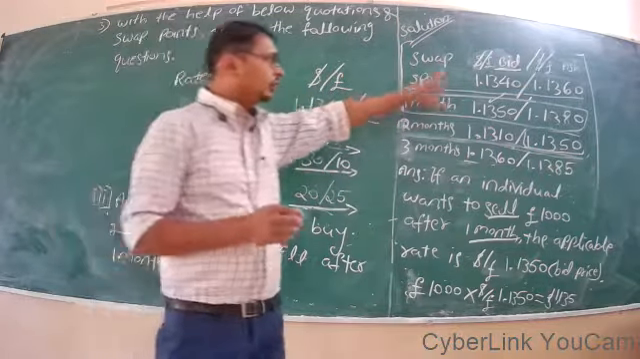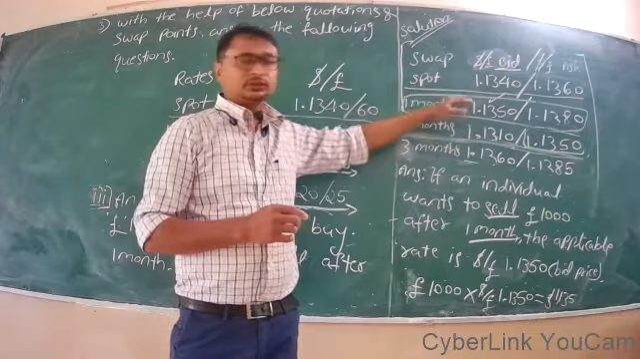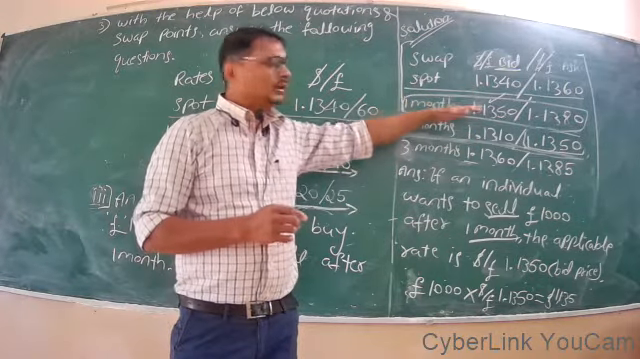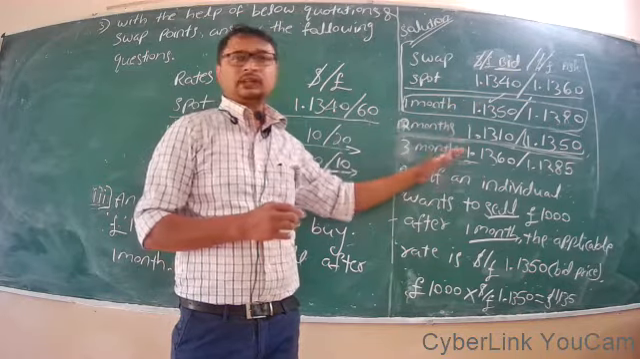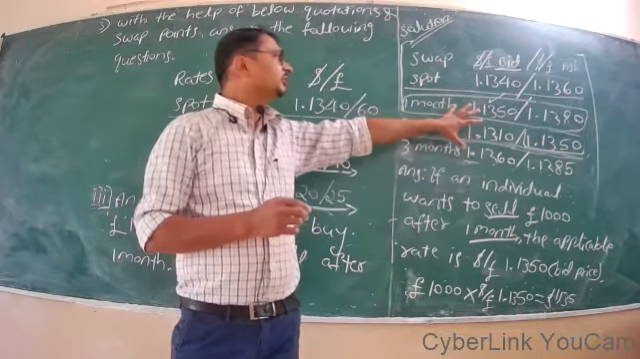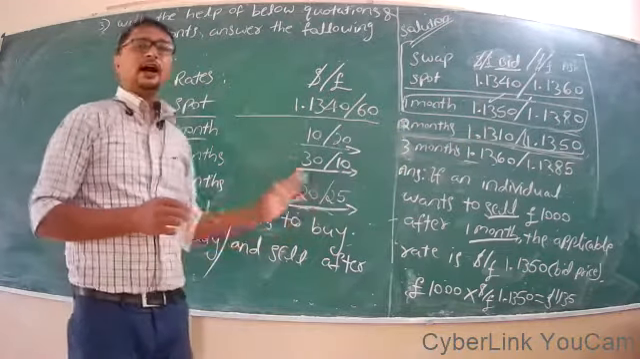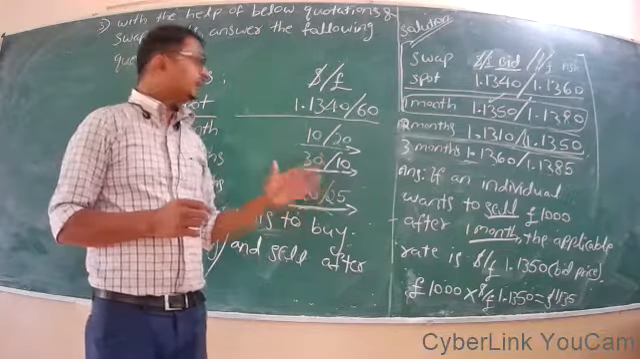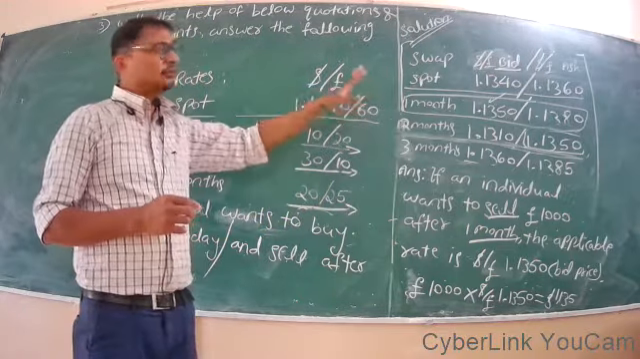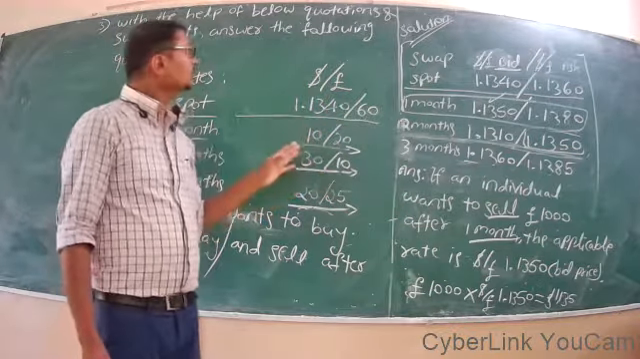So first of all, you have to calculate all the outright rates: the spot rate they have given, the 1 month outright rate, the 2 months outright rate and the 3 months outright rate. After finding all the outright rates, you are going to solve all the questions they have asked, right? In the next class, we will solve some more questions of the same type.